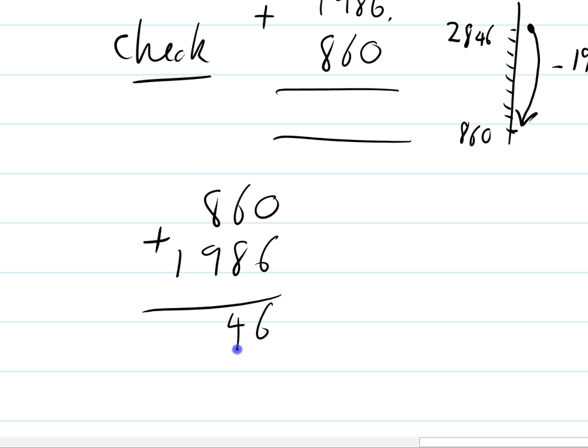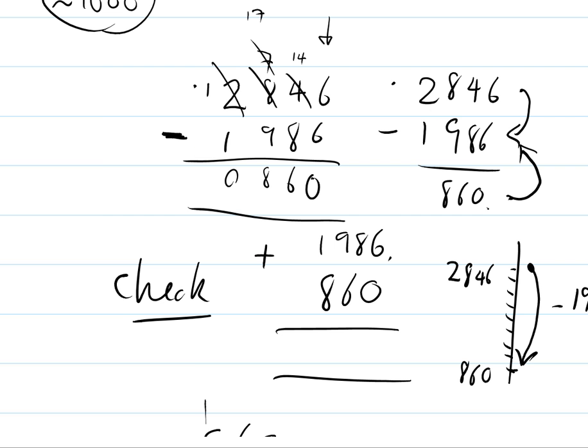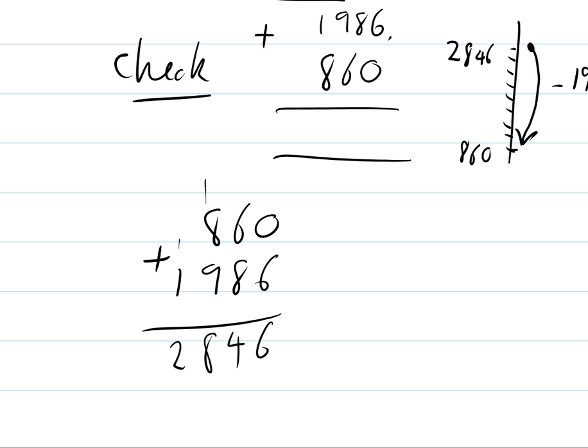6 and 8 is 14, 4 down, 1 to carry. 9 and 1 is 10 and 8 is 18. 1 to carry, 2,846. And does it match? Yes it does, there it is. There you go. So we've got this nice little verification that it works.